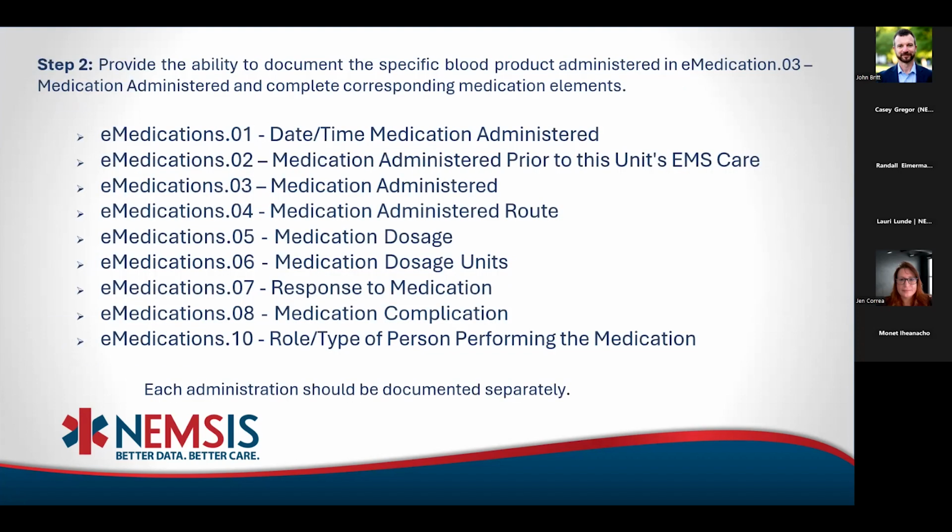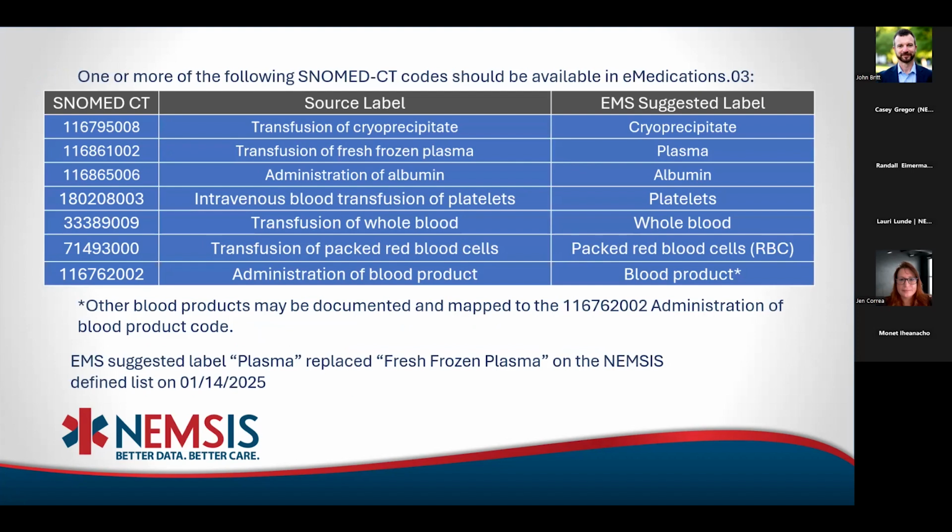Step 2, provide the ability to document the specific blood products administered in eMedications 03, Medication administered, and complete the corresponding medication elements. Each administration should be documented separately. Here we have a list of all the required data elements for eMedications. And one or more of the following SNOMED CT codes should be available in eMedications 03. So here, once again, we're looking at a list from the defined list. It has all of the EMS suggested labels.